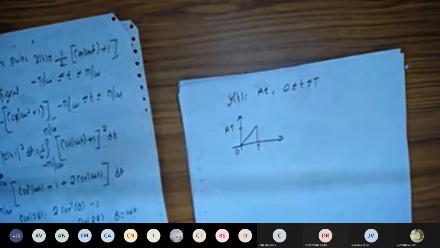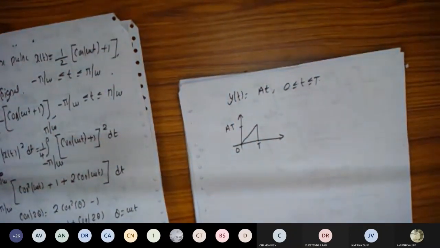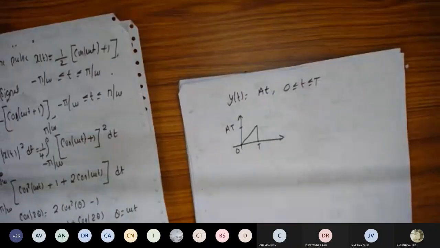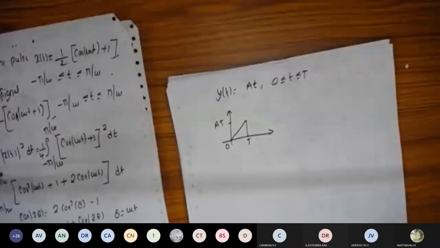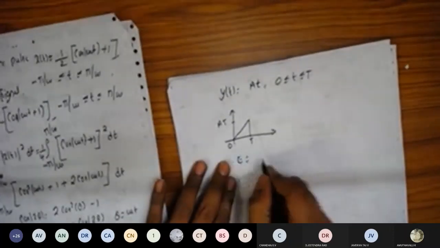In the previous problem we have seen, if you differentiate the triangular pulse, we get the square. And if we integrate the square, we get the triangular waveform like this here. Done.